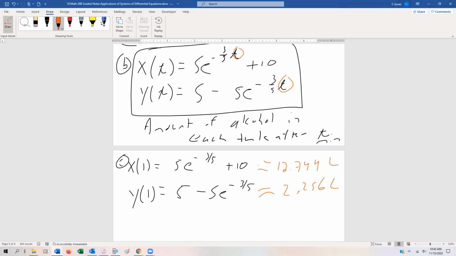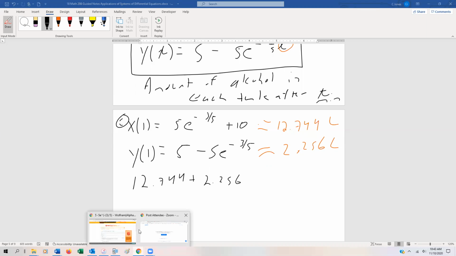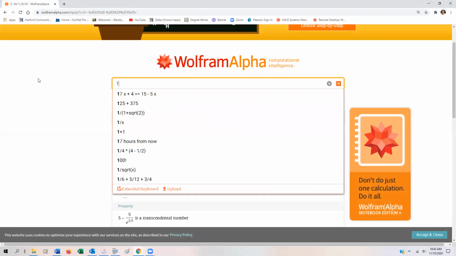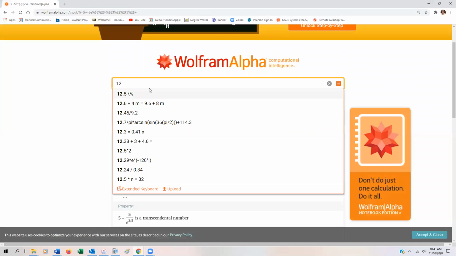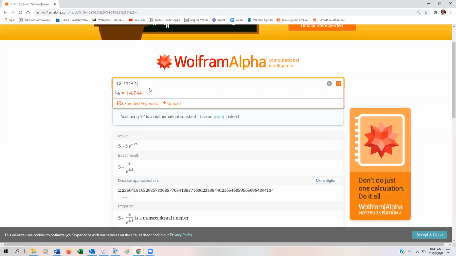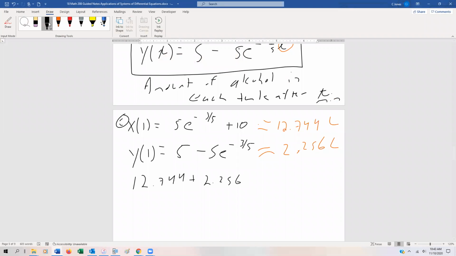How do we know if this makes any sense whatsoever? Well, let's add them together. If we add 12.744 plus 2.256, I'll just do this in Wolfram Alpha since we have it already. 12.744 plus 2.256. That's 15 exactly. So if we go back here, this is going to be equal to 15.